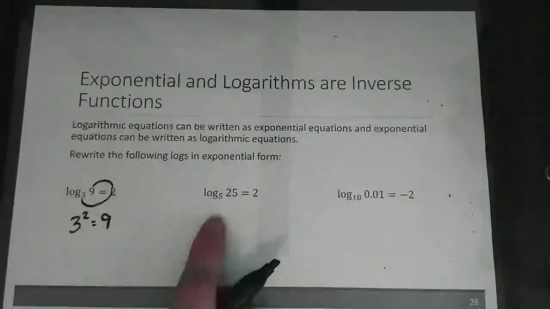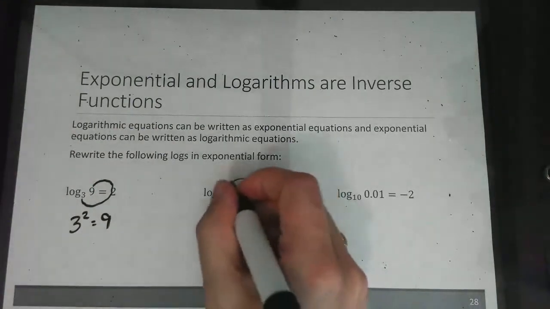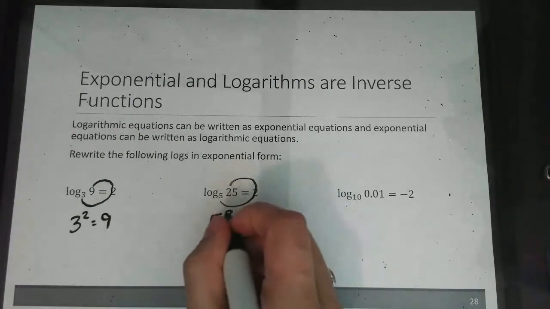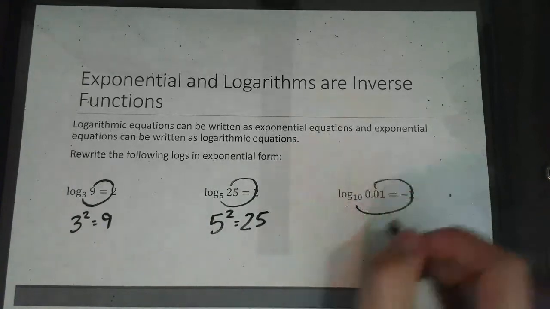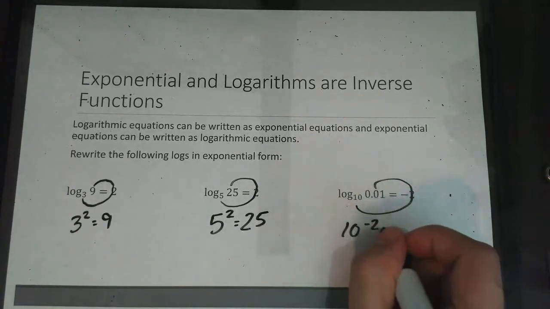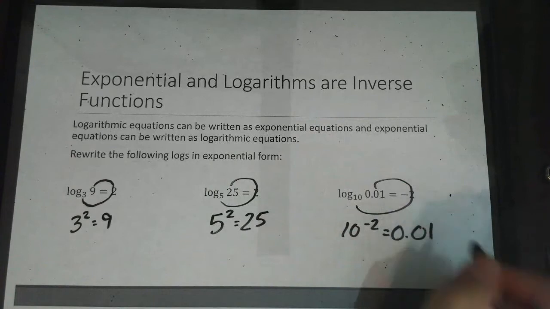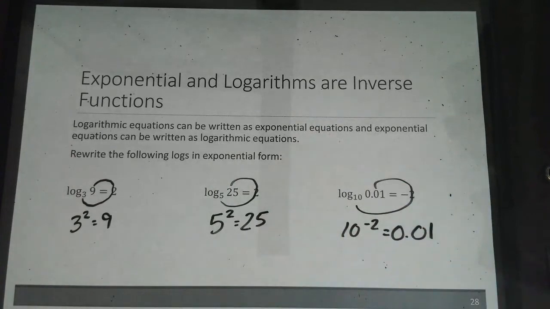If we have log base 5 of 25 equals 2, I'll have 5 squared equals 25. Then if I have log base 10 of 0.01 equals negative 2, I'll have 10 to the negative 2 power equals 0.01. So that's going that direction.